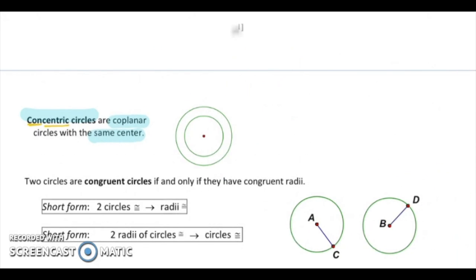Our last definition here is going to be of congruent circles. So circles are congruent if and only if they have congruent radii. So if AC and BD are congruent, that means the circles are congruent and vice versa.